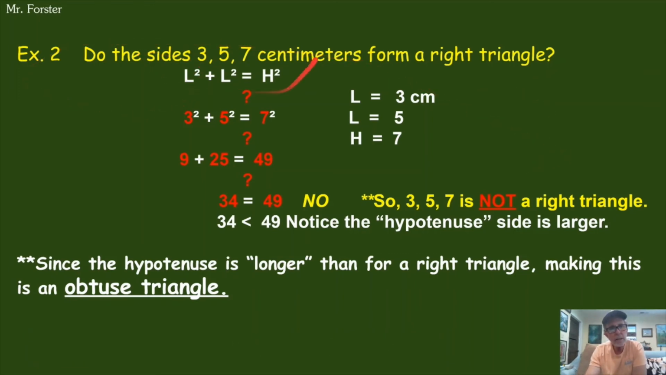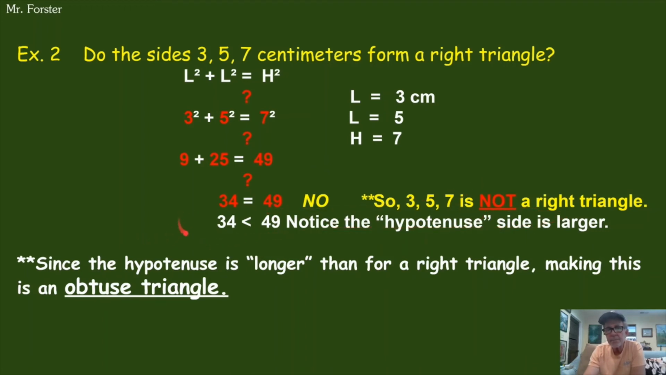Again, let's write down the Pythagorean theorem, and we put the numbers in there, 3, 5, and 7, square them, and then we add 9 and 25, and we get 34 equals 49. Well, it's not equal, so we know this is not a right triangle.